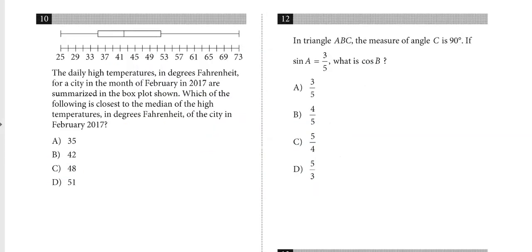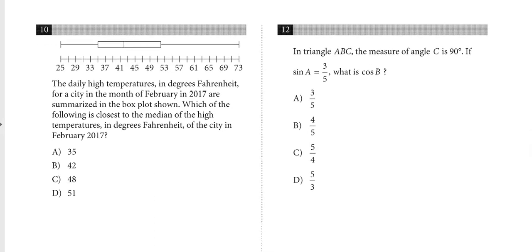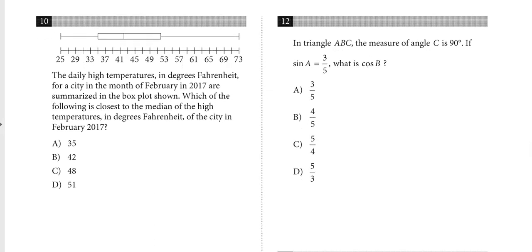All right, number 12, looks like we got a little trigonometry going on here. So it says in triangle ABC, so I'm going to draw that. Right now I don't really know where the angles are, so I'm just going to kind of sketch this thing out. And it says the measure of angle C is 90, so that locks in C. A and B really doesn't matter. I'm just going to put A at the top, B at the bottom. And then they give me a piece of a clue. They say, hey, the sine of A is 3/5.